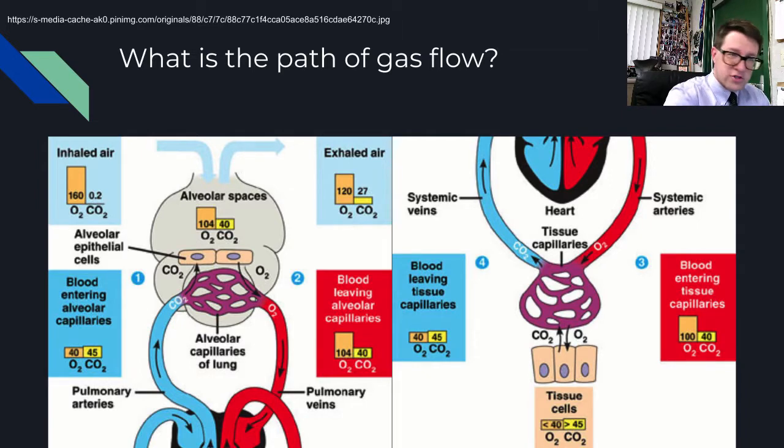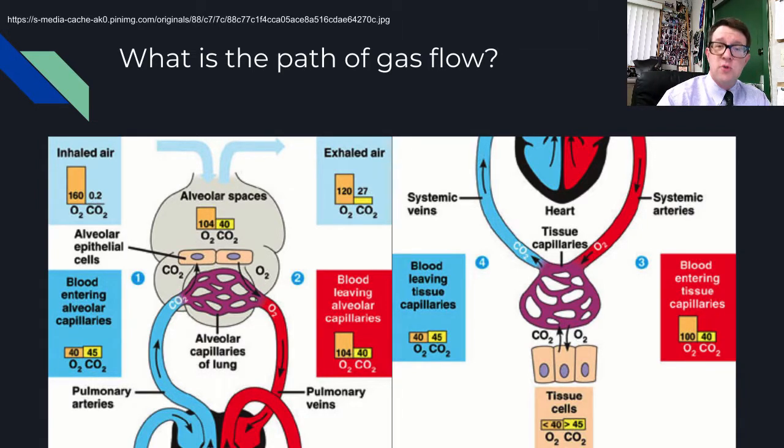So that 104 is going to travel on down until you get to your tissues. Here they're listing it as 100, but 100, 104. Your tissues are at 40. So what is it going to do? It's going to go from your blood into your tissues. Isn't that what our goal was in the first place? Yeah. So it just follows a pressure gradient. That's exactly what it does.